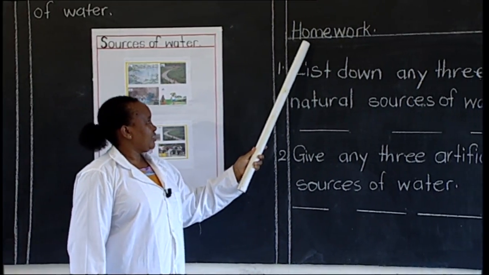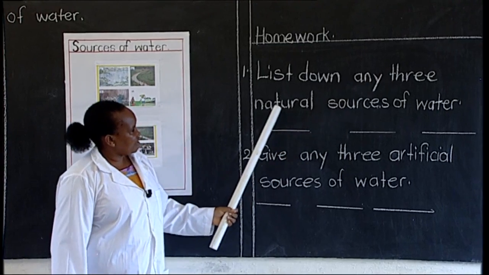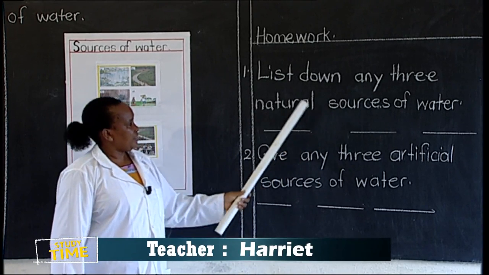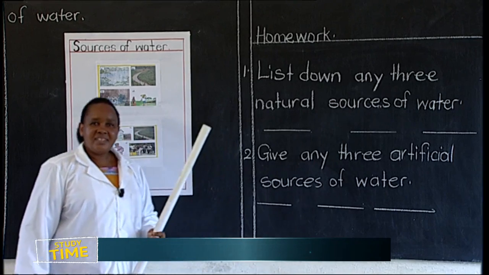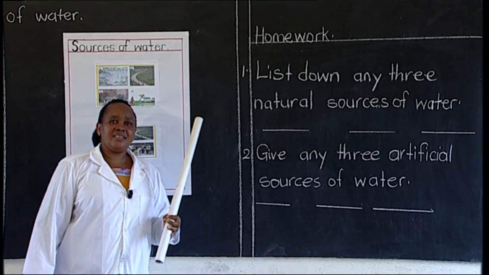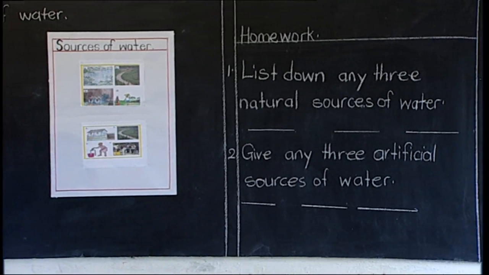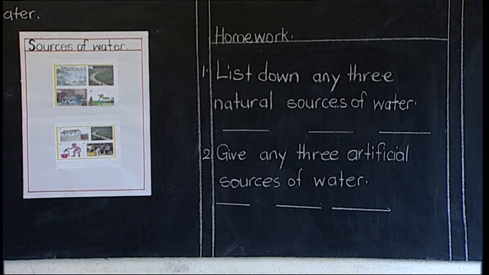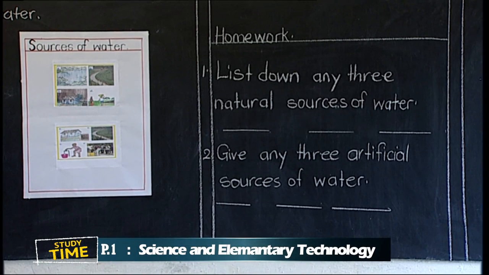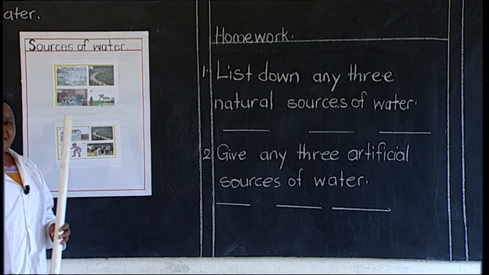This is homework. Our number one says, list down any three natural sources of water. We have seen the natural sources of water, so remember them. They are many, and write only three. Can we look at them again, those which are natural? They are here. Let's count them, those we have seen today. One, two, three, four, five, six, seven. Today we looked at seven of them. So you write only three.